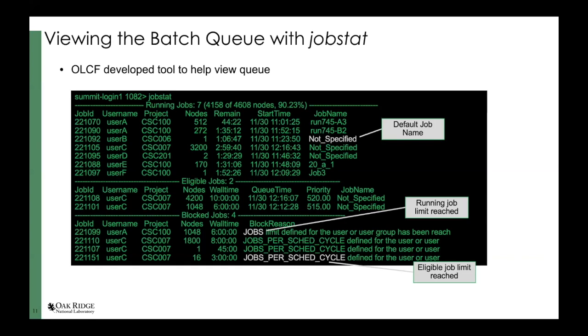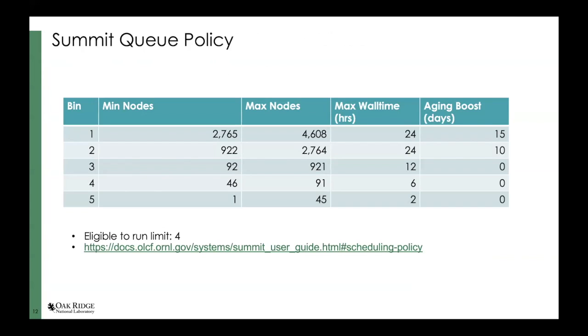The jobs per sched cycle, we set that for everybody. That's a limit for the number of jobs that you can have in the eligible section. So by default, that's 4 for everyone. If you submit 6 jobs, for example, 4 of those will be eligible, and the last 2 that you submit will sit in the blocked state until one of those jobs in the eligible moves into running, then one of the blocked jobs can move up. And we don't generally put a limit on the number of running jobs that you can have unless you're over allocation. So this is a quick view of the queue policy for Summit.